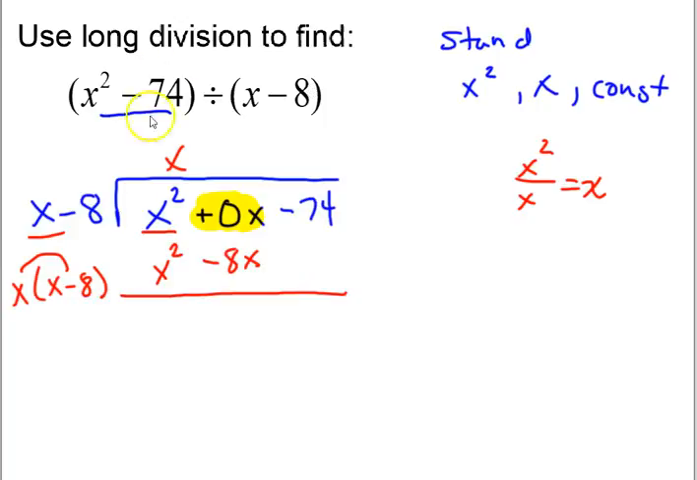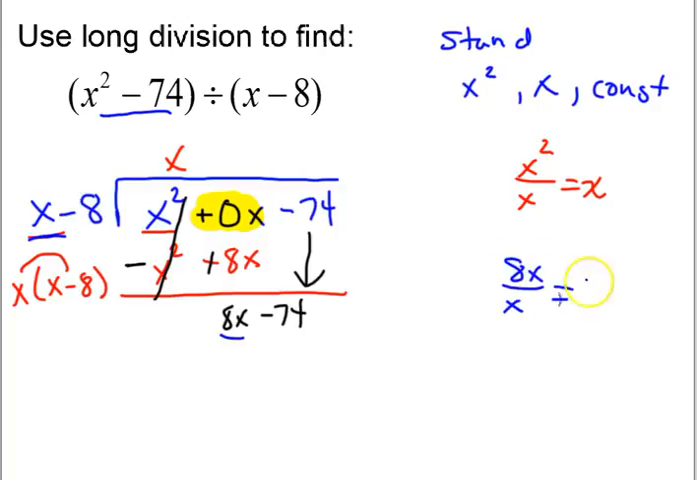I'm going to come through and I'm going to subtract, and that means change all the signs. So that goes to 0. And then I get 8x minus 74. Remember, I dropped the 74 down. Now here's my next piece of side work. How many times does x go into 8x? So 8x divided by x gives me the number 8. And that's positive, so I write down plus 8.